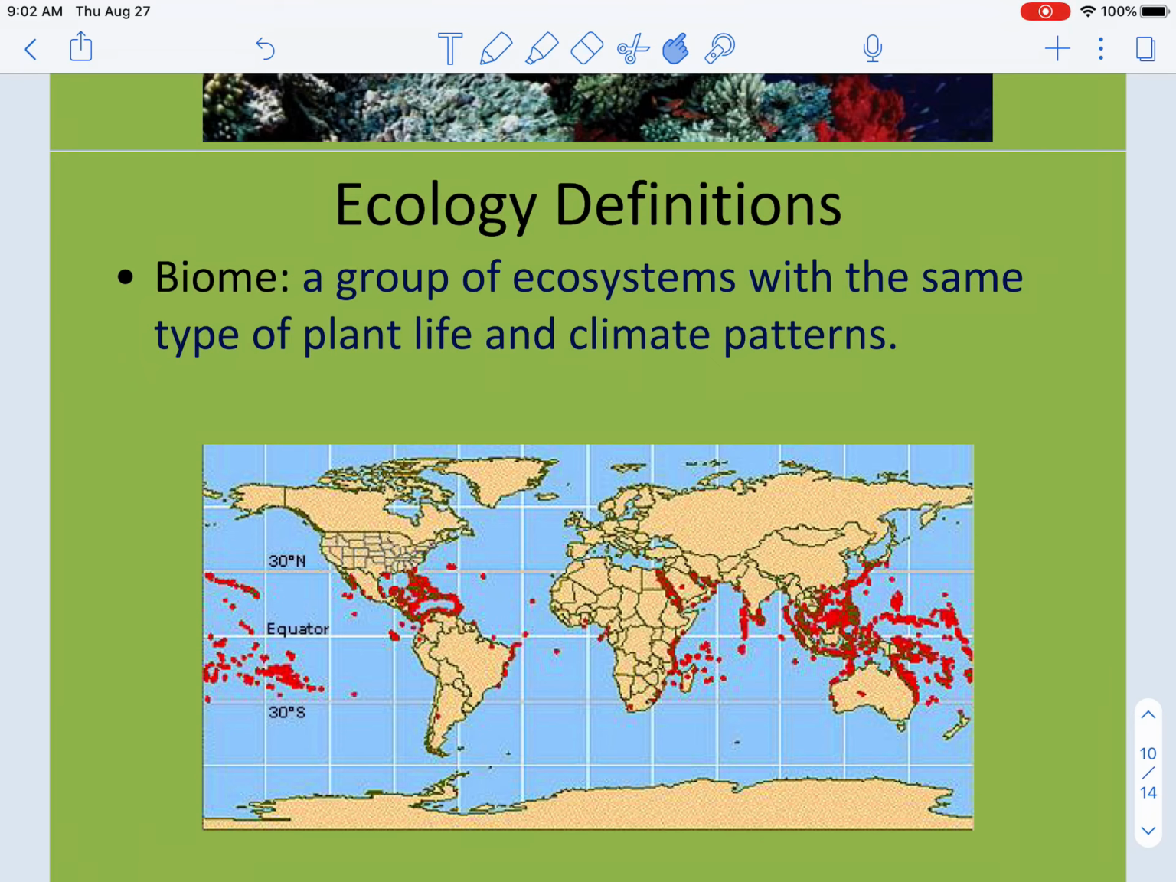So if you look at that map there, it's trying to say that those red dots are showing a similar aquatic, because look where they are. They're in the water, so a similar aquatic biome. So you can notice the climate in those areas is going to be similar because they're all around the equator, so probably warmer. They're going to have a similar plant life, similar climate patterns.